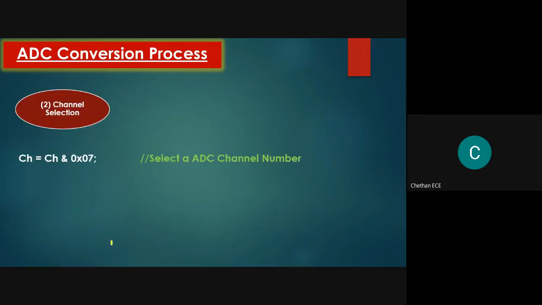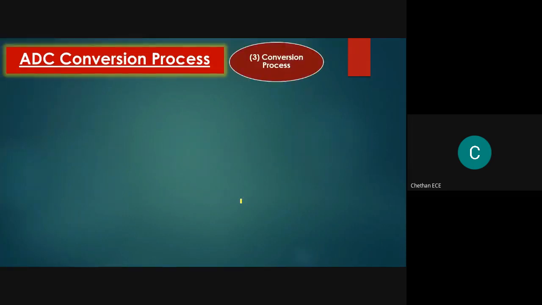Next one is channel selection. I am repeating here. We have used ch equal to ch AND of 07. We have selected the desired channel number. To utilize the channel address effectively, we have performed 0x20 logical OR with ch in the ADMUX without disturbing the reference voltage and ADLAR bit.